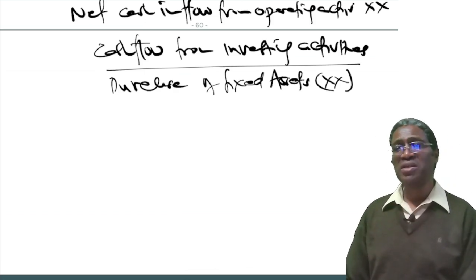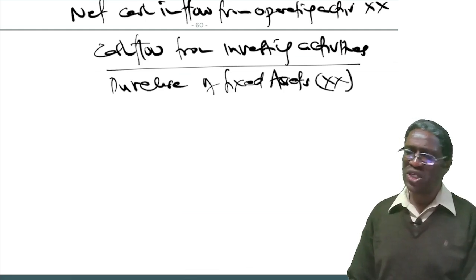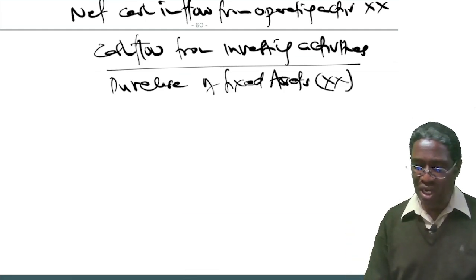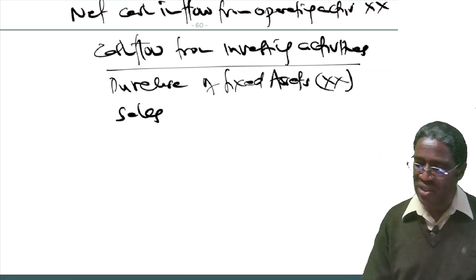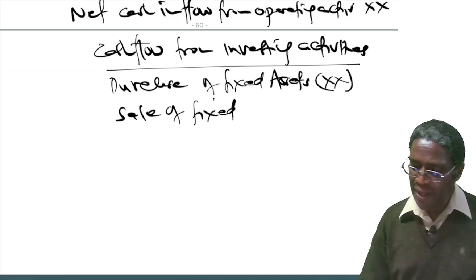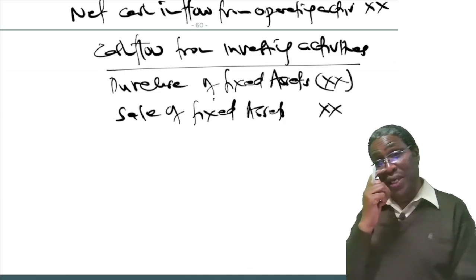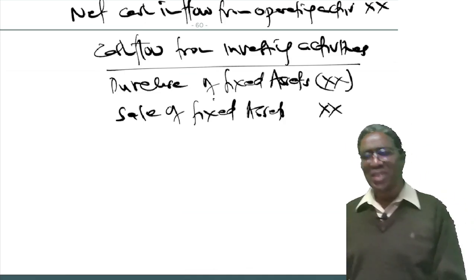Another one could be, maybe you sold your motor vehicle, or you sold your building, or you sold furniture. That's another investing activity. It affects a fixed asset. So we come and see a sale of fixed assets. Sale of fixed assets, whichever they are, that is obviously an inflow. Good. Another example, let me put it here.